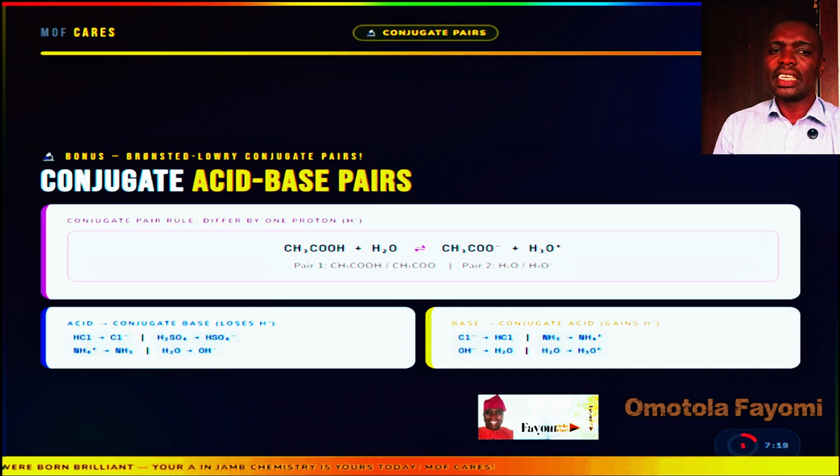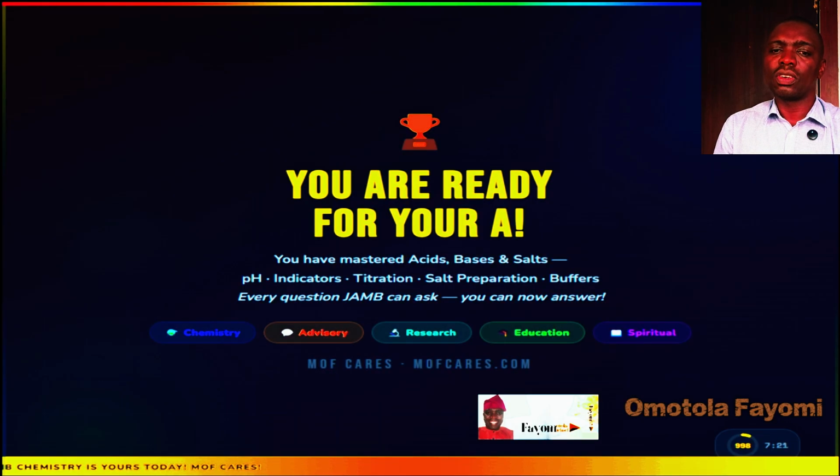Identify conjugate pairs in any equation. Just look for two species that differ by one hydrogen ion. That is your conjugate pair, and identifying them correctly earns you a mark in JAMB. Well done. You have just completed this masterclass in acids, bases, and salts, one of the most important and most frequently examined topics in JAMB chemistry. You now know three different definitions of acids and bases, the pH scale, how to calculate pH, how to choose the right indicator for any titration, how to perform and calculate titration results, four methods of salt preparation, solubility rules, and buffer solutions.